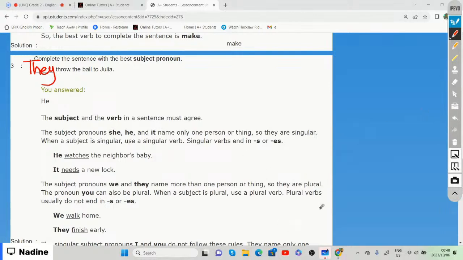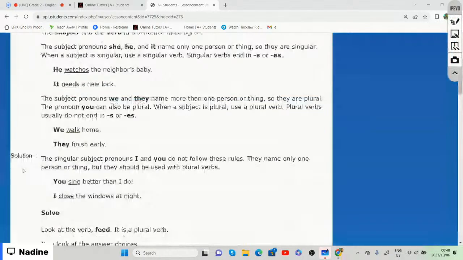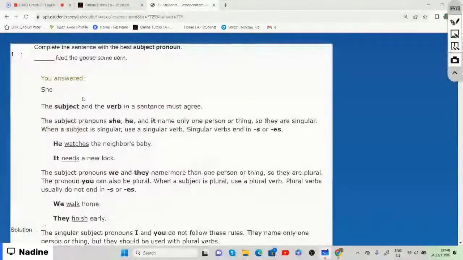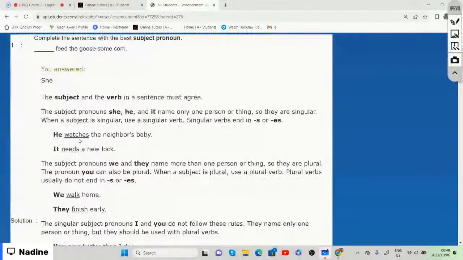All right, so grade 2, that is now the end of our lesson on pronoun verb agreement, right? And we said with pronoun verb agreement, we have either a singular subject or a plural subject. Singular subjects refer to one person, animal, place, or thing, and plural subjects refer to more than one person, animal, place, or thing. And the subject and the verb need to agree.